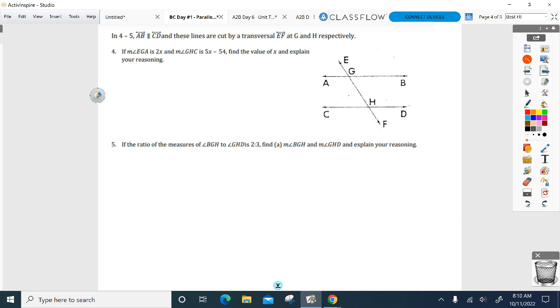We've got 2 more. Same diagram for 4 and 5. Everyone look at the givens. What did I tell you about lines AB and CD? They are parallel. Mark it on your diagram: AB parallel to CD. And let's label our angles so we know what type we're talking about. EGA: follow it with your index finger if you need to. E to G to A is 2x. G to H to C is 5x minus 54.